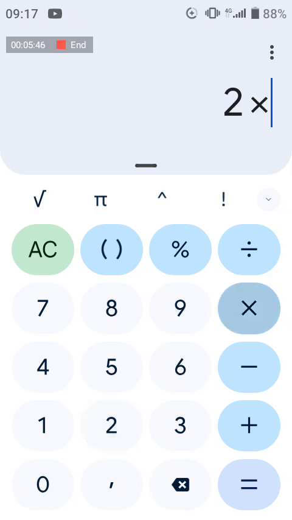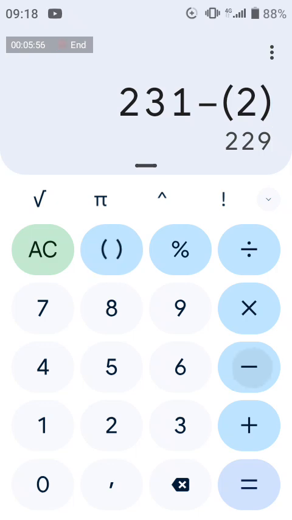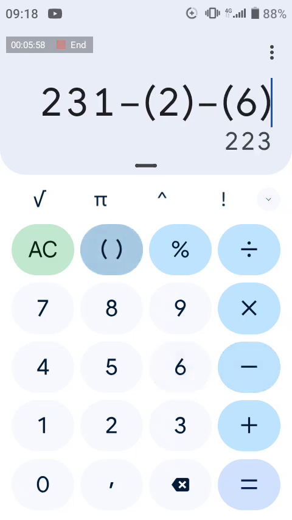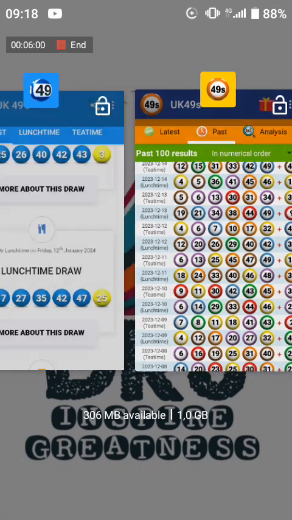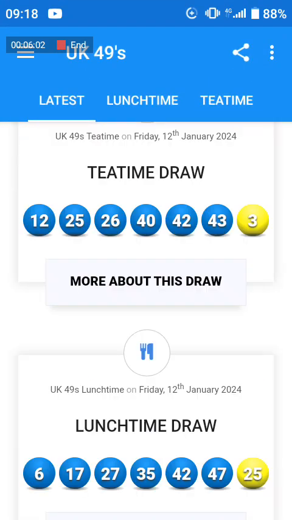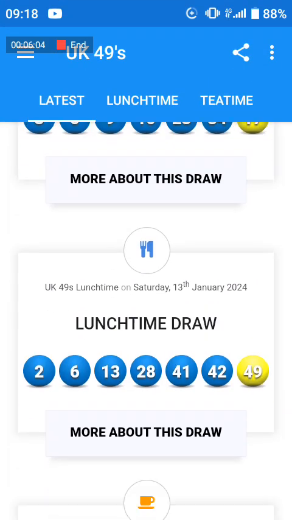Ne? You say 2 multiplied by 3, it is 6. 2 multiplied by 1, it is 6. From 2, 2, 3, 1, we calculated 2 and 6. We've calculated 2 and 6 on lunchtime. Let us confirm if we had 2 and 6 on lunchtime.